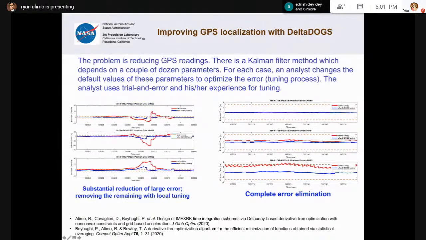Also, we can use delta DOGS for improving the control of different vehicles. So this is the GPS model that a human is tuning. However, using delta DOGS and smart sampling, we are able to automate that task and reduce the error of the position and also the attitude. So we can consider delta DOGS for AutoML, automated machine learning.